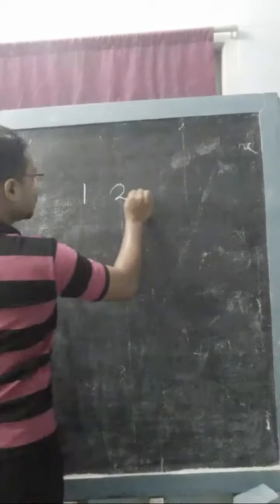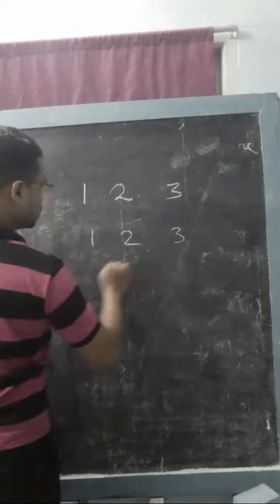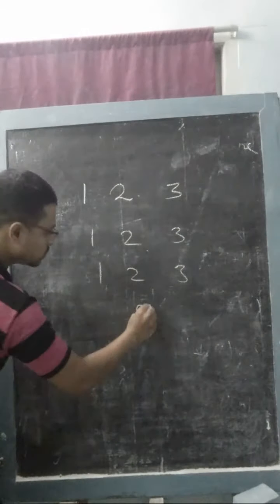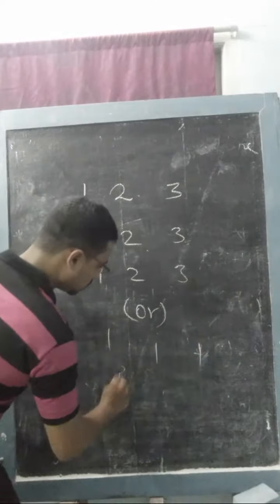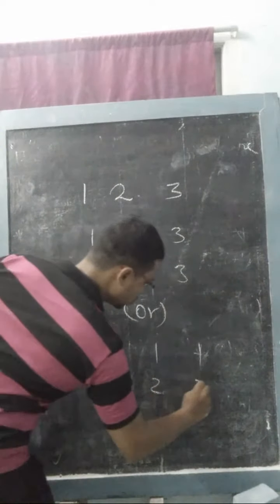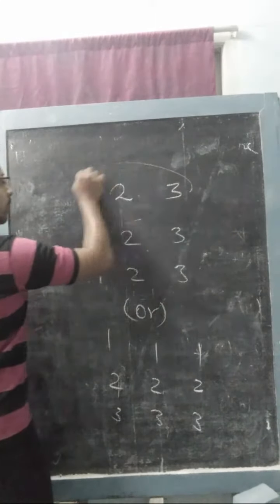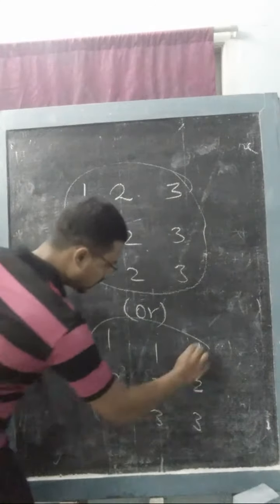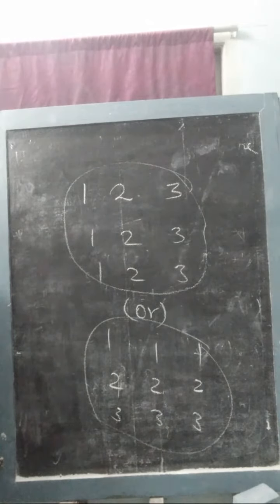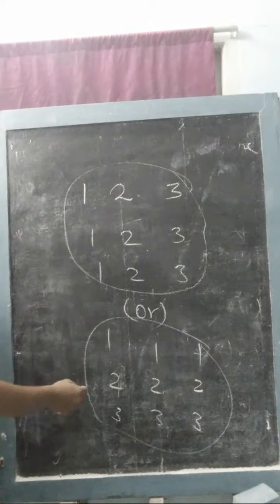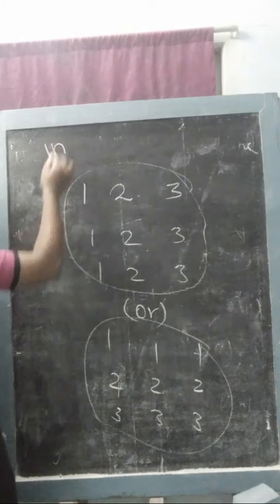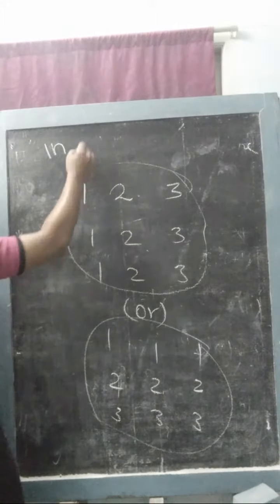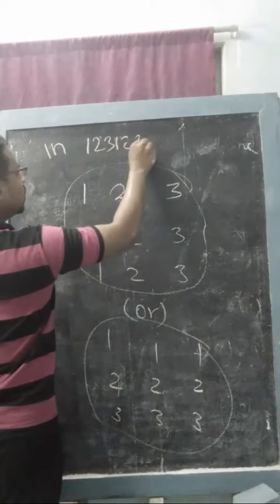Okay, I'm going to print like that: 1, 1, 1, 2, 2, 2, 3, 3, 3. This should be the output of my program, or it may be like that. How is it possible? If you are not using /n, what will be the output of this program? It will be 1, 2, 3, 1, 2, 3, and then 1, 2, 3.